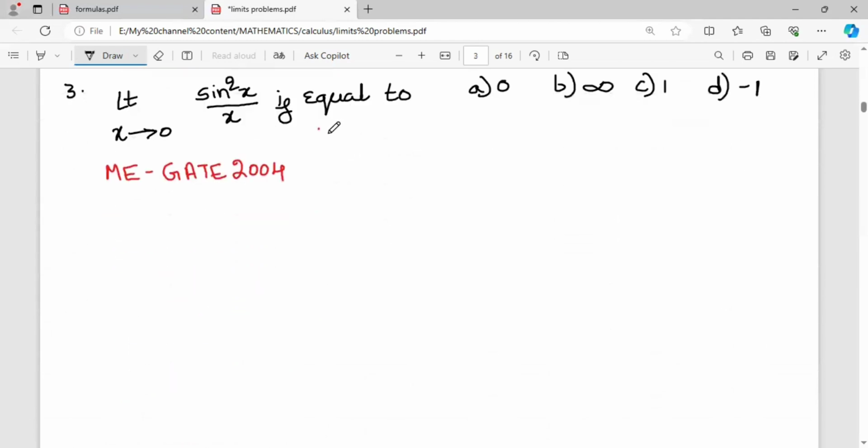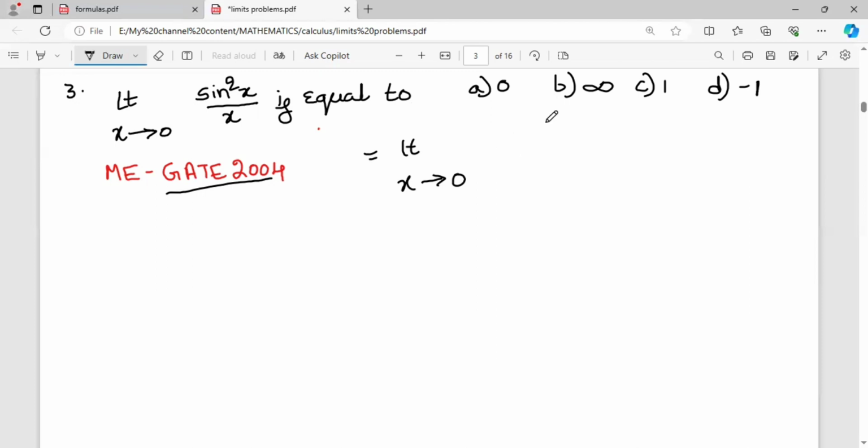Look at this: limit x tends to 0 of sine square x by x equals dash. This is asked in GATE 2004. For this we take limit x tends to 0, sine 0 by x means 0 by 0, which is impossible to calculate.